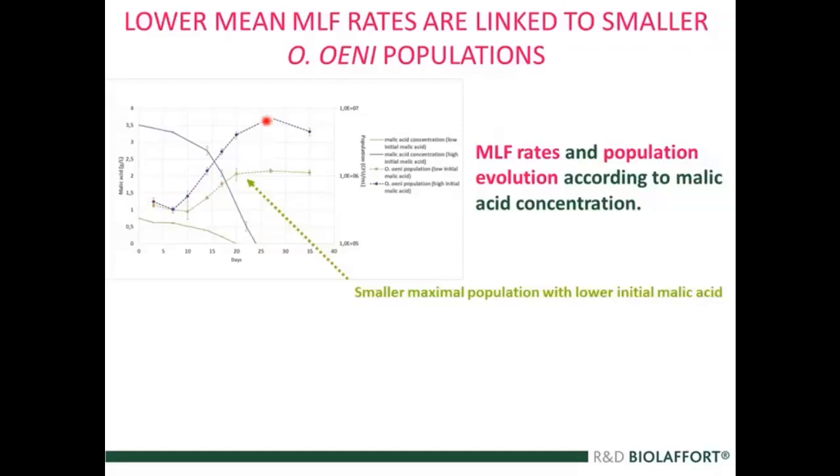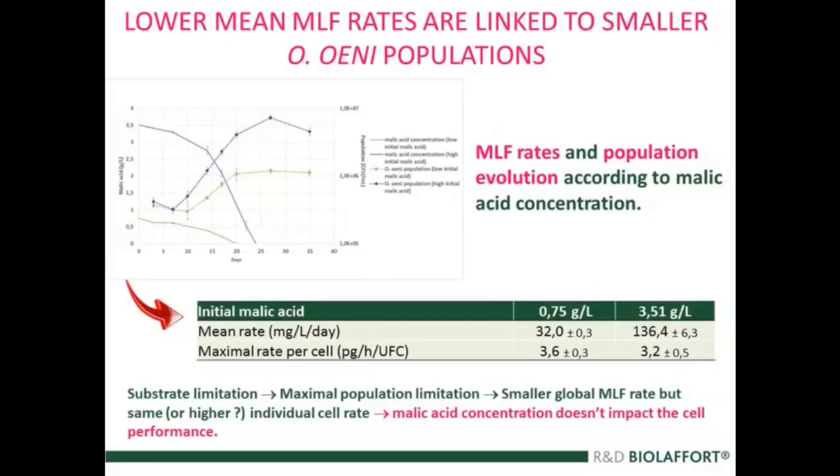They almost reach 10 to the 7th cells per mil as a maximum population, whereas when you have an initial concentration close to 0.6 grams per liter of malic acid, the maximum population barely touches 10 to the 6th cells per mil. So there's a smaller maximum population with a lower initial malic acid.